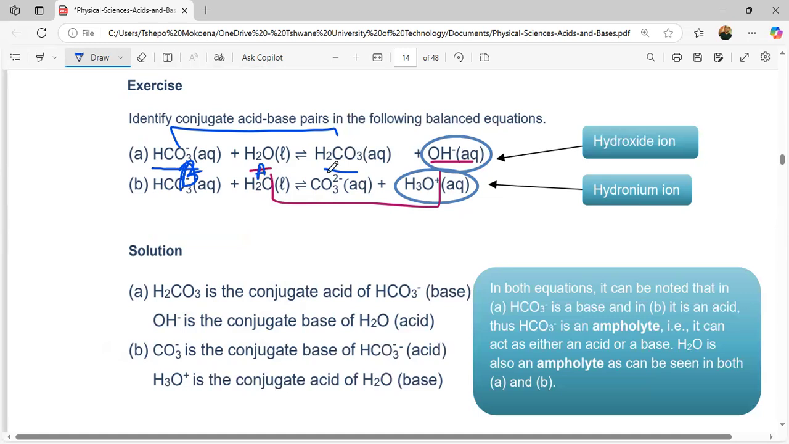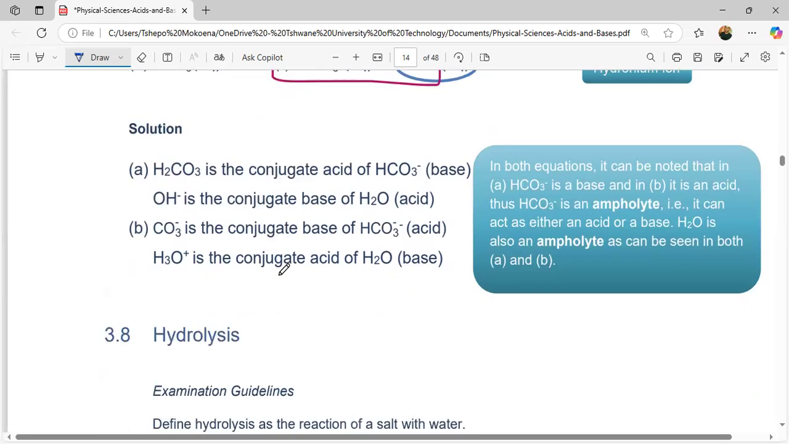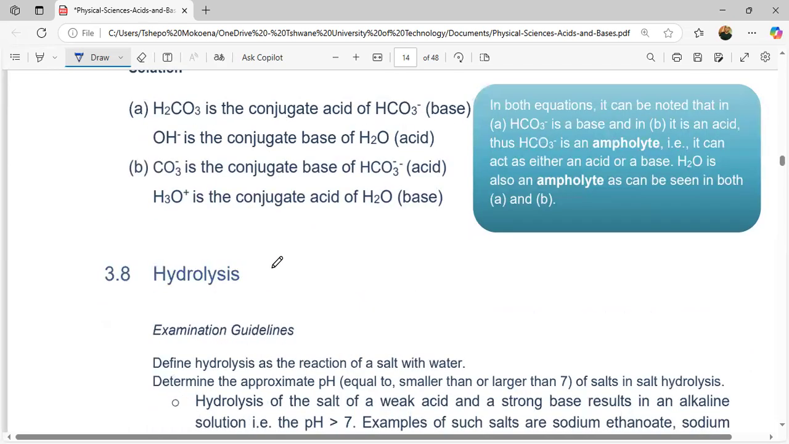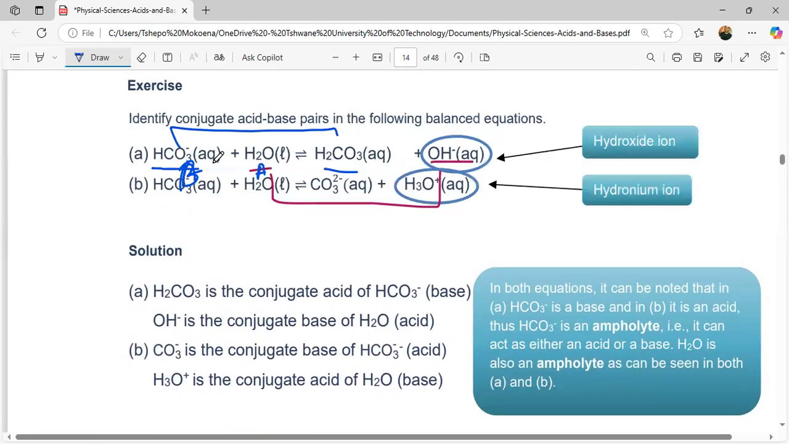And then the purple part will be the conjugates. But the conjugate for who? You see? So that's how it works. Okay, so I hope that was clear. So that was 3.6 on identifying the conjugate acid-base pairs. So I explained one, and it will make sense for all.